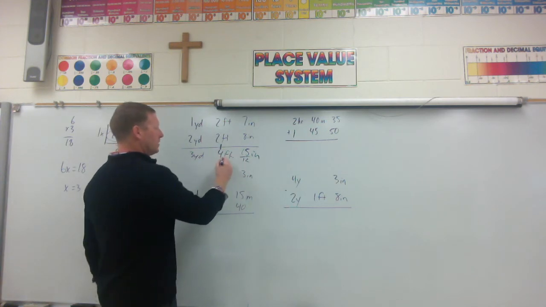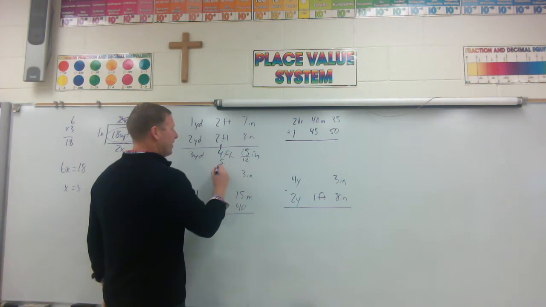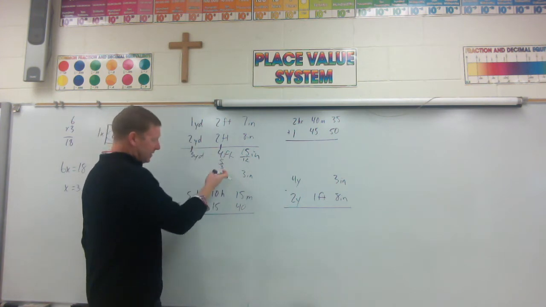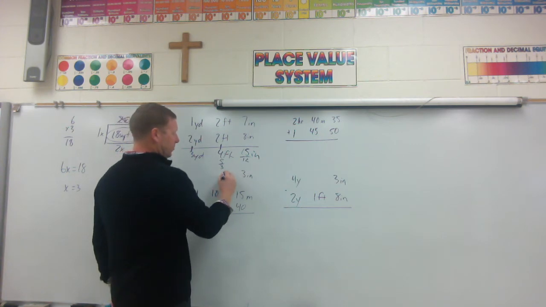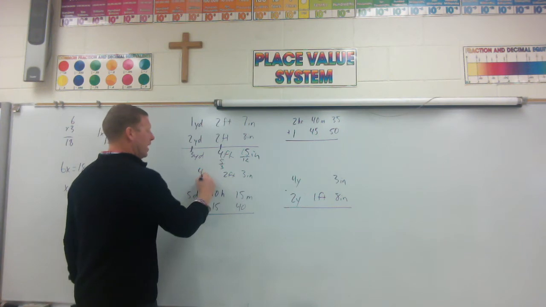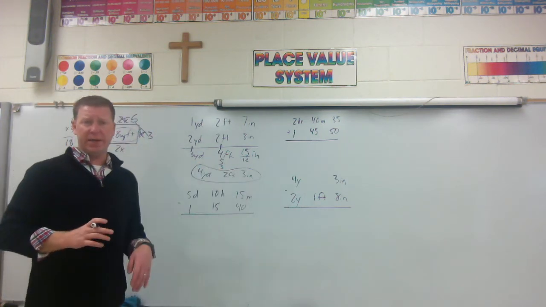Now I get 1 plus 4 is 5 feet. How many feet in a yard? That's 3. So I take my 5, I divide it by 3. 3 goes into 5 one time, that's 1 yard. I subtract 5 minus 3, and I get 2 feet left over. And then 1 plus 3 is 4 yards. So my final answer is 4 yards, 2 feet, 3 inches.